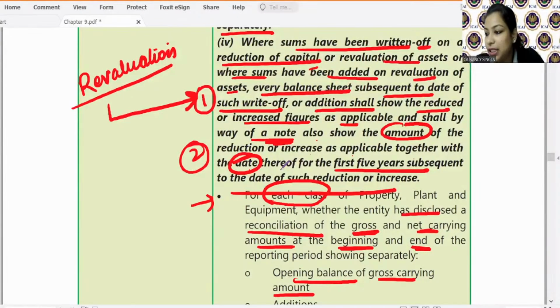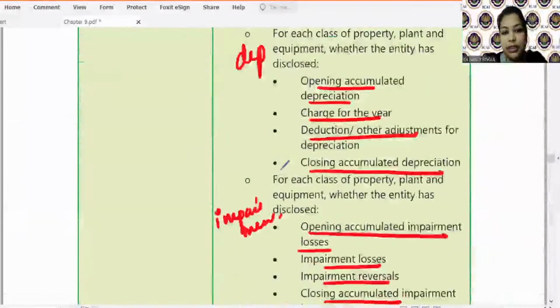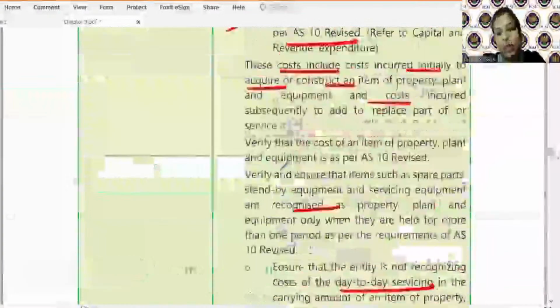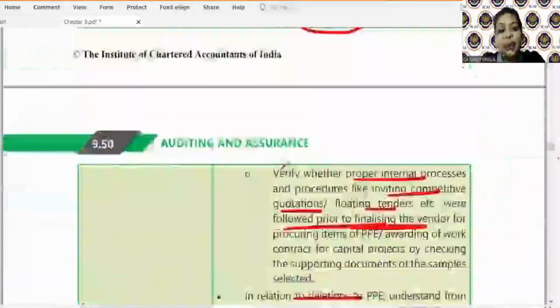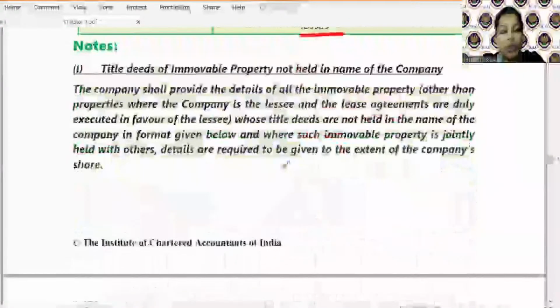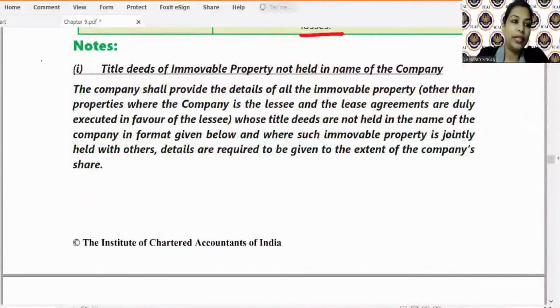ठीक है? Is it clear? Clear? ठीक है? So with this, we have done the disclosure requirements with respect to the property, plant and equipment. I hope it is clear. Okay. Now there are certain notes with respect to property, plant and equipment. So we will do one thing. We will take a break of 10 minutes here. And after the break, we will start with these notes.